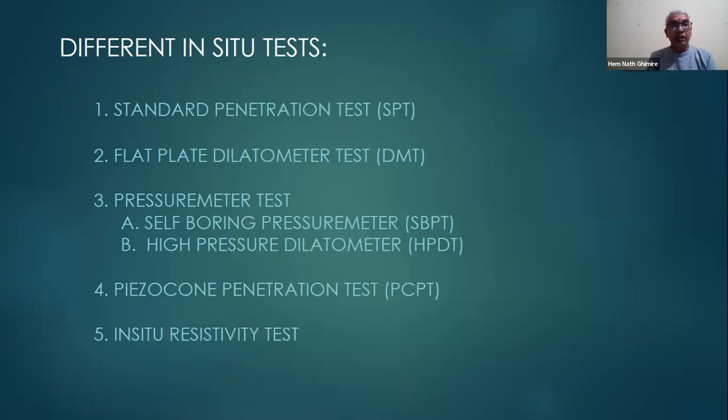So, the different in-situ tests. Normally we know all of this: standard penetration test, mainly taking the SPT sample and checking some property checks in the lab. But here in this project, we have some other special types of tests also: flat plate dilatometer and pressure meter, self-boring pressure meter and high pressure dilatometer, and then another one was the cone penetration test, which we call piezo cone penetration test, and then in situ resistivity test as well. So these were all the tests done at the site.